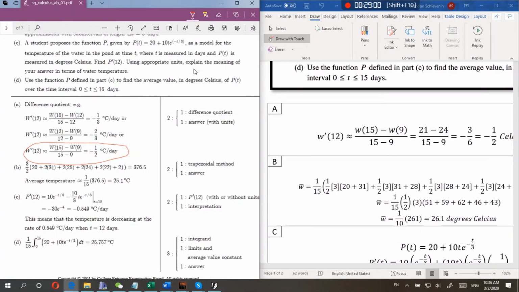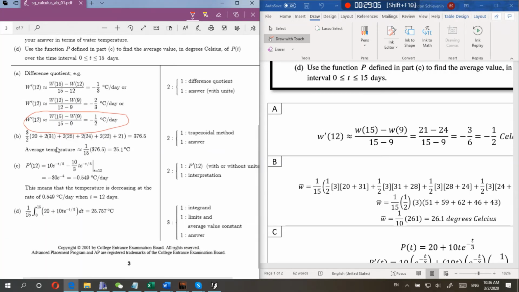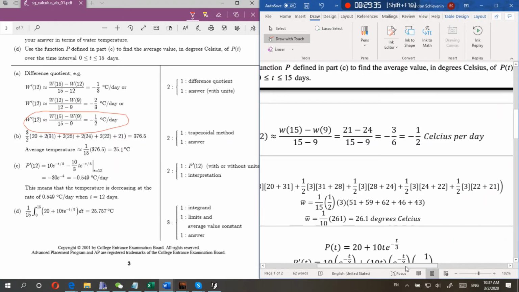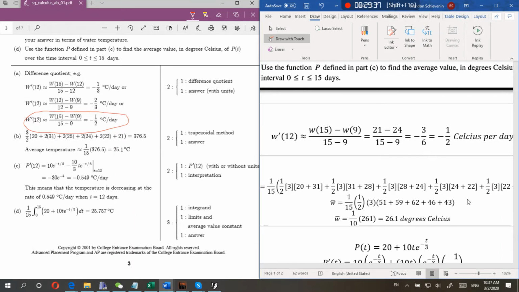Okay, for the second one, we've got a trapezoidal method and an answer of 25.1 degrees Celsius. Oops, I'm off by 1. They've pulled out the 3 halves. We did that too. 20 used once, 31 used twice, 28 used twice, 24 used twice, 22 used twice, 21 used once. That's all fine. Then the average would be 1/15 of that. I don't see anything different with her math.